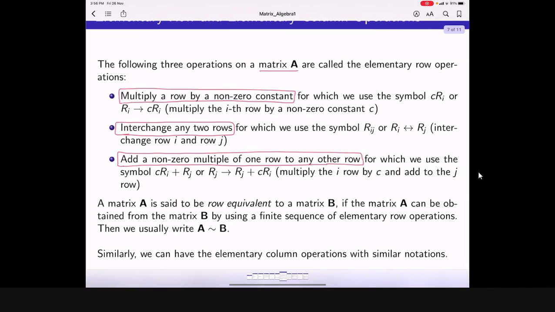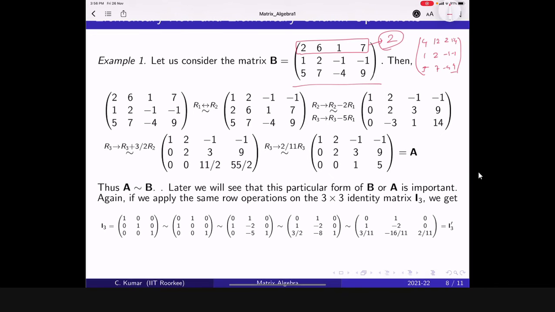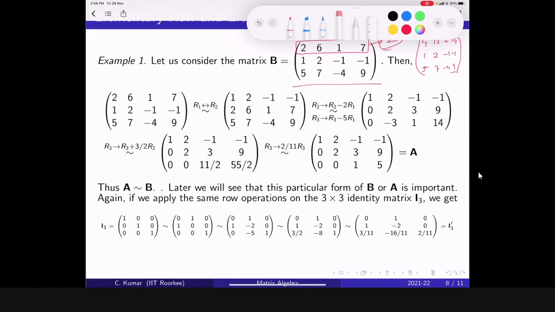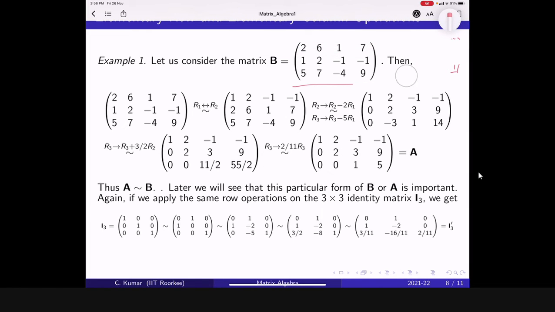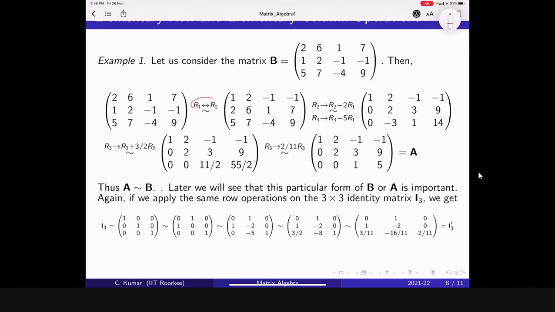Okay, the second operation is interchange two rows. That means write row i in place of row j and row j in place of row i. Let us say that I have this matrix B, and I interchange row 1 with row 2. So this is row 2, this is row 1, you interchange them.